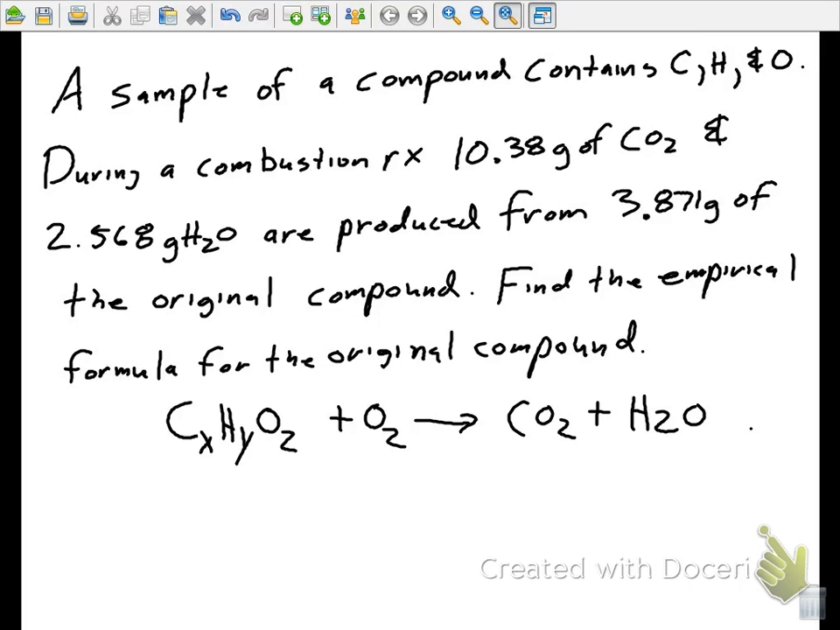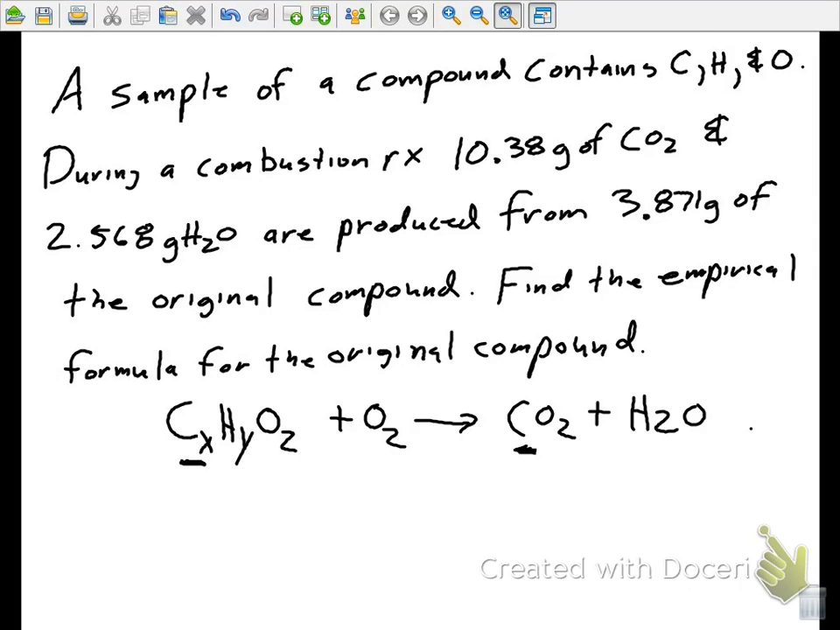Alright, we don't have to balance it either. We're not going to do anything with balancing. So the oxygen, we can't figure out how much oxygen is in the original compound because there's oxygen being brought forth through the air. So we got oxygen from two sources. But what we can do is determine how much carbon was in the original based upon conservation of atoms.